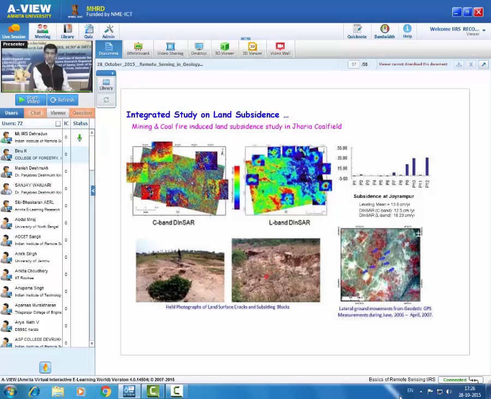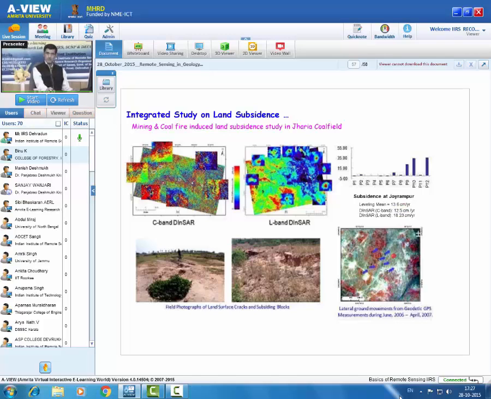You can see in the field also how this land is subsiding, and due to the subsidence, particularly differential subsidence, these white cracks are developed. This subsidence that we have measured by the satellite based technique, C-band or L-band, we have validated with respect to leveling, the ground based measurement technique. These measurements are very close to each other. That means whatever measurements we get from the satellite data by this technique are very much matching with the ground-based measurements.